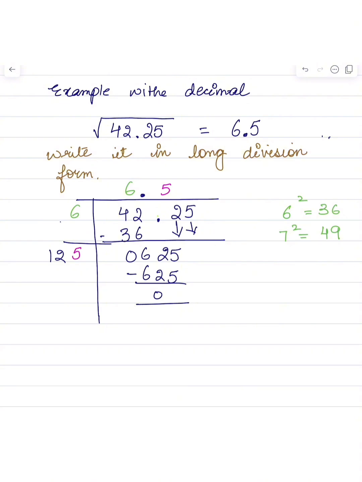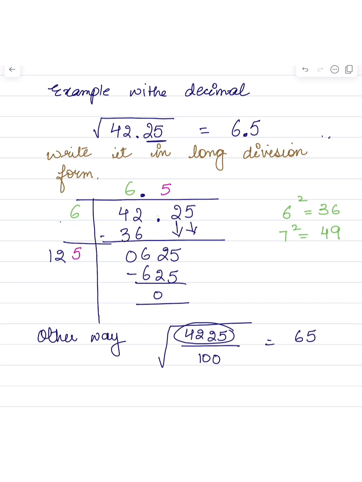So I'm going to show you that too, the other way. So what I do is I just take away the decimal. How do I take away the decimal? Since it has 2 decimal places, I can just write it as 4225 over 100, because if I divide something by 100, it gives me 2 decimal places.